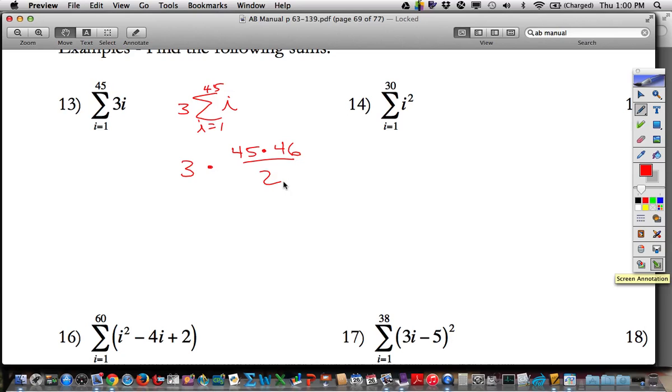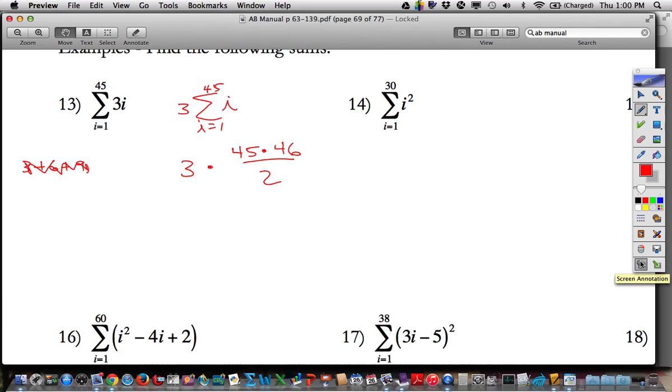You can multiply that. Do it real quick for me. 3 times 45 times 46, divide by 2. Right? What is it? Much faster than writing out 45 of those things and figuring it out, right?